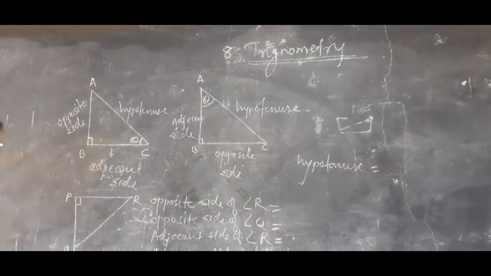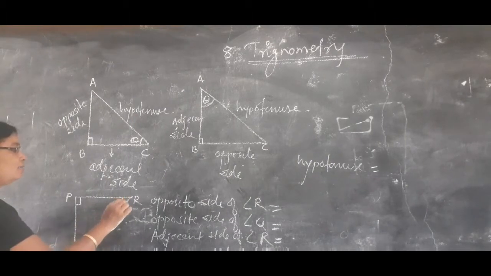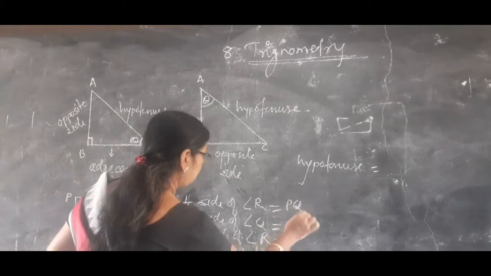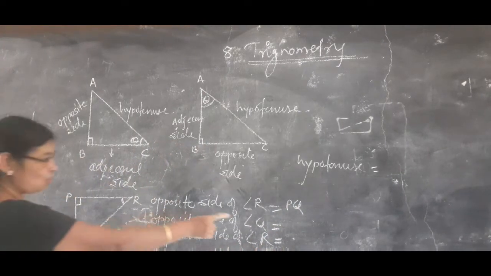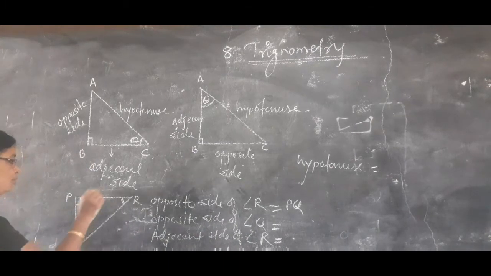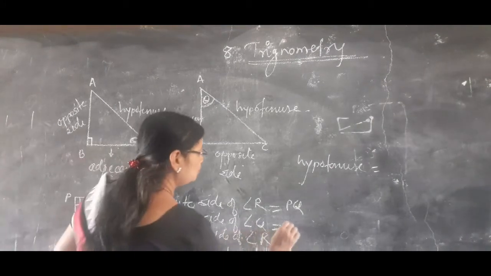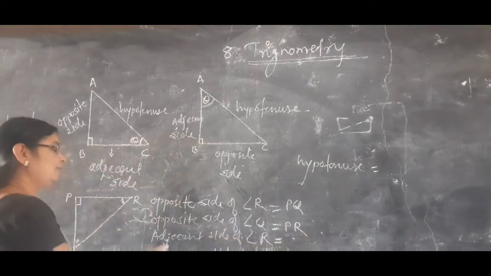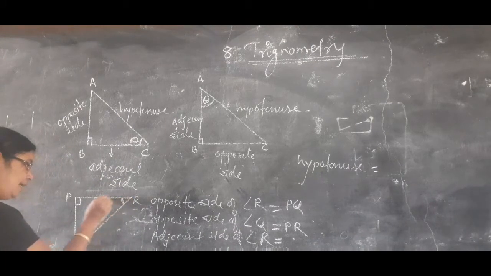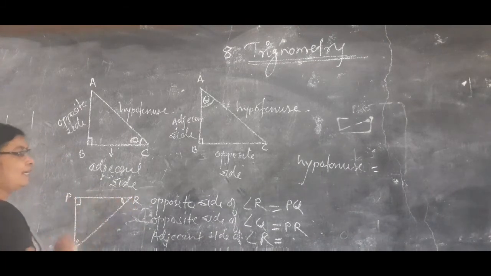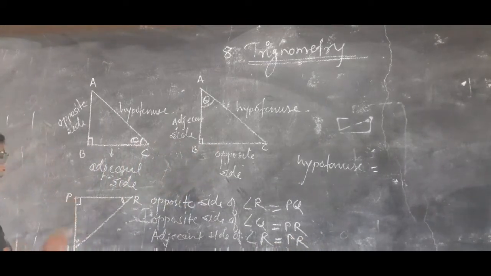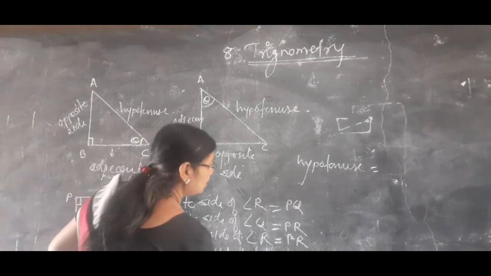Now see here, which is the opposite side of angle R? PQ. Now which is the opposite of angle Q? The opposite of angle Q is PR. So here you have to write down. Then the adjacent side of angle R. Adjacent side means the side on which that angle lies. So PR is the adjacent side. And angle Q lies on PQ, therefore it is the adjacent side.